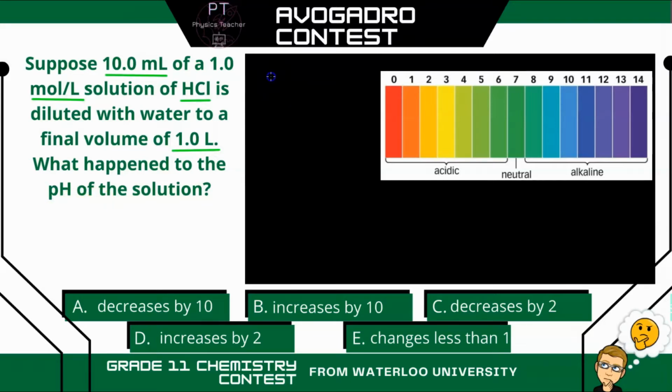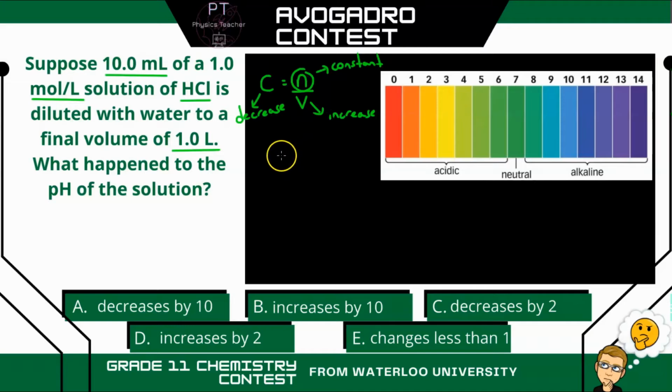So we can start with this equation, which says the concentration is equal to the amount of solute in the solution divided by the volume. Now the amount of solute in the solution is going to remain constant. We're not adding more hydrochloric acid into it. We're just adding water. So this is going to be constant. The volume, however, is going to increase because we're adding water. And therefore, since the volume is increasing and the amount of solute is staying the same, that means the concentration must decrease.